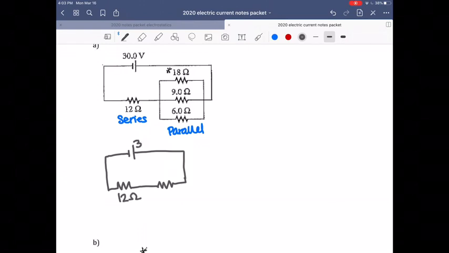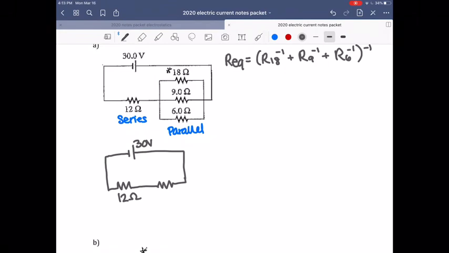So there's my 12. This is still 30 volts. And in order to figure out the equivalent resistance, I actually have to do a calculation. Since they're in parallel, I need to add up the 3 resistors inversely and take the inverse of their sum.